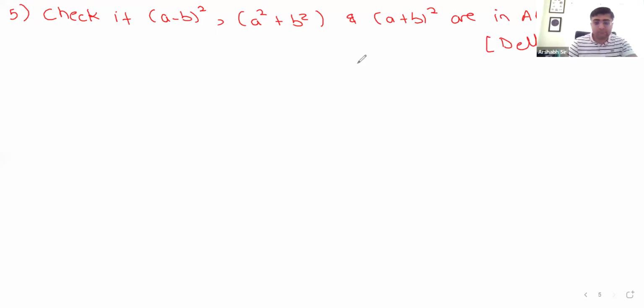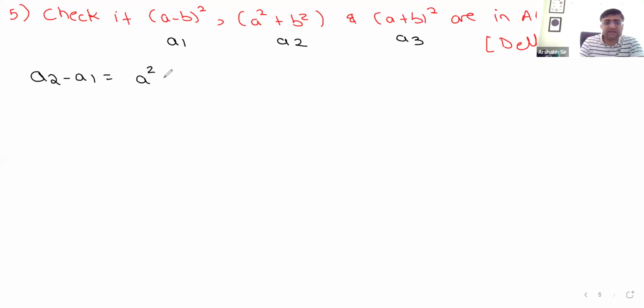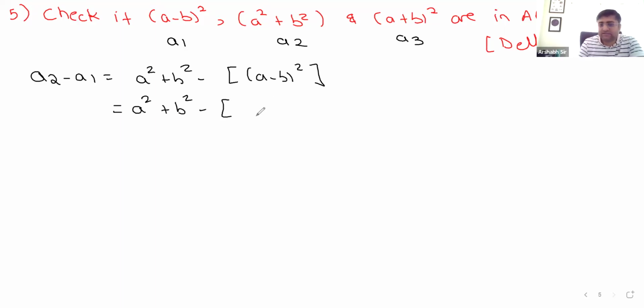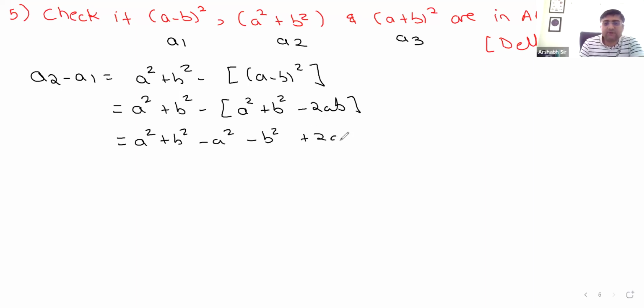Try karo beta. So let's solve this question. This is my first term, this is my second term, this is my third term. To check whether 3 terms are in AP, what do we have to do? Check the common difference. So we'll do second term minus first term. That is a square plus b square minus (a minus b) the whole square. What is (a minus b) the whole square? a square plus b square minus 2ab. That is a square plus b square minus a square minus b square plus 2ab. Cancel, cancel, cancel, cancel. So we get the difference of the first 2 terms as 2ab.